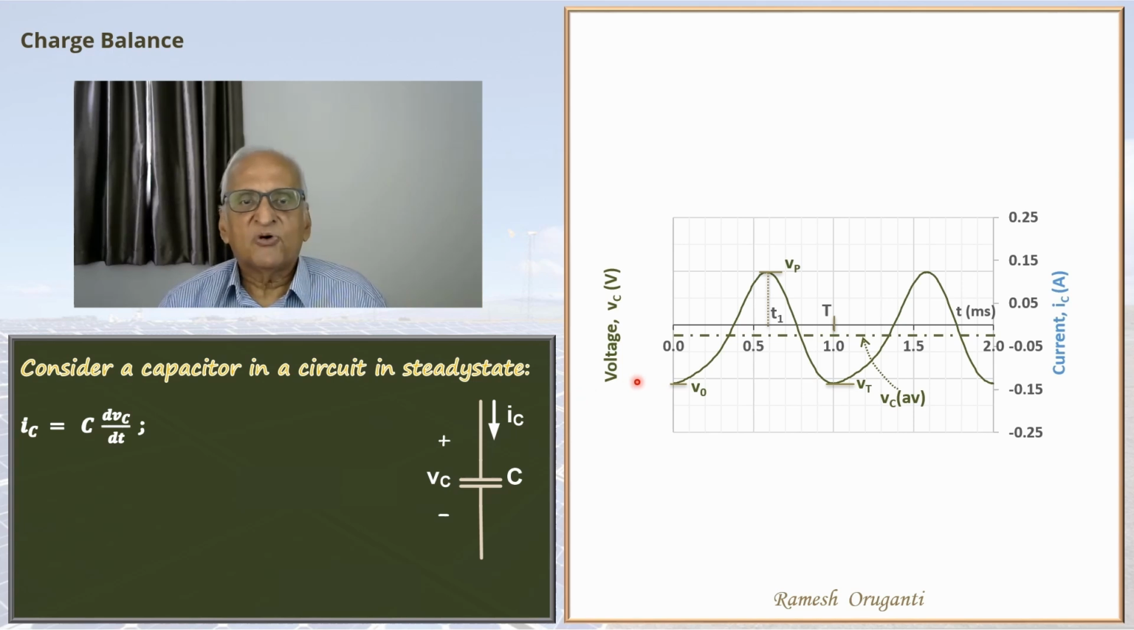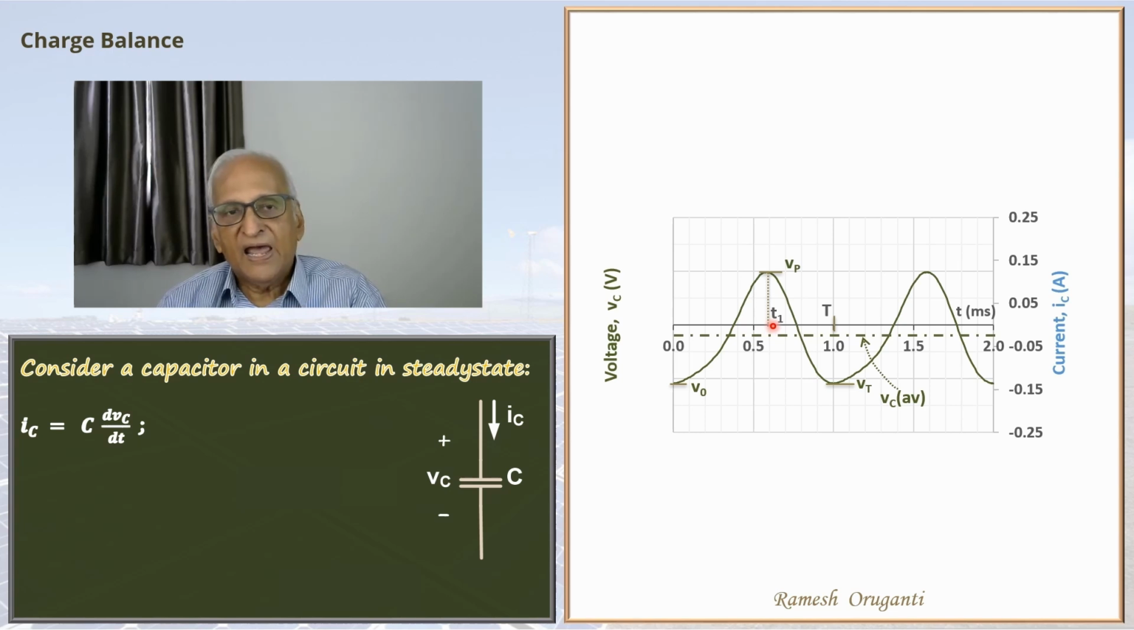Now let's see how the current waveform will look like. At t equal to 0, dVc by dt is 0. So because of that, the IC will be 0. Between t equal to 0 and t equal to t1, the voltage is always rising. The slope is always positive. That means that the capacitor current will always be positive. At t equal to t1, the capacitor voltage is Vp and dVc by dt is 0. So IC will again be 0 at t equal to t1. So the current will start at 0, will reach a peak where the slope dVc by dt is maximum, and then return to 0 at t equal to t1.